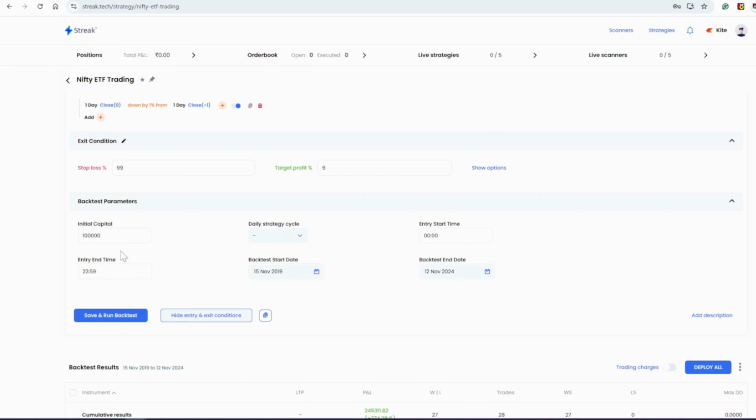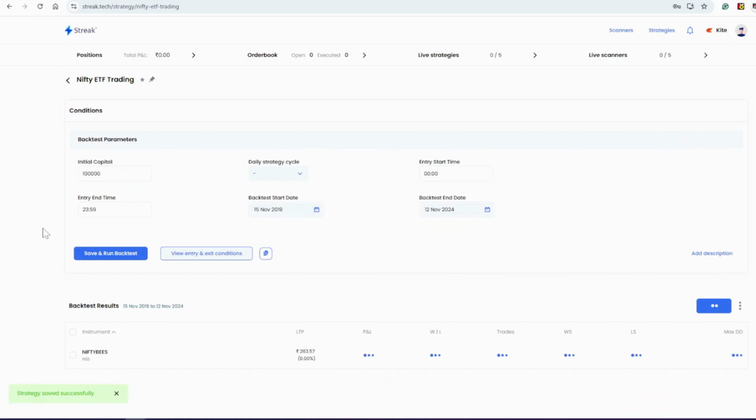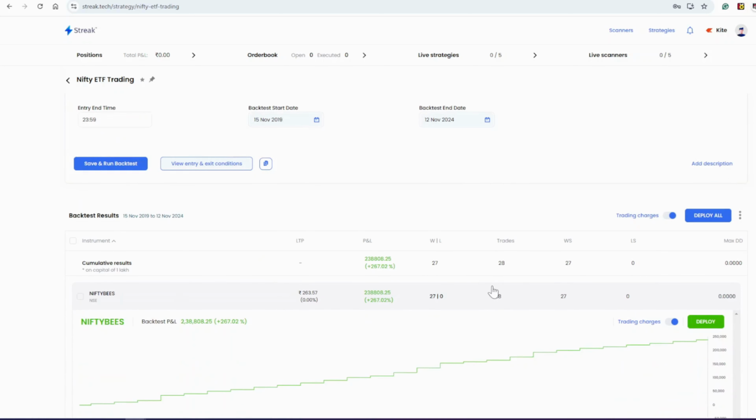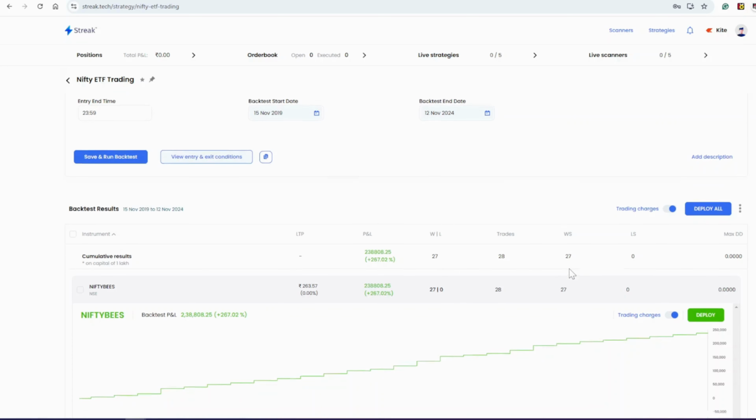And the backtest parameters, as I said, I am using 1 lakh capital. I have created this backtest start date from 15th November 2019 and ended this backtest end date on 12th November 2024. So let me save and run the backtest in front of you. So as you can see, I have got around 274% returns. Now, if I remove the trading charges, then also I am getting 267% returns. As you can see, the trades are 28 in this time frame. It has taken 28 trades. The winning trades are 27 and there is no loss because we are not selling it for a loss, and one trade is still going on.